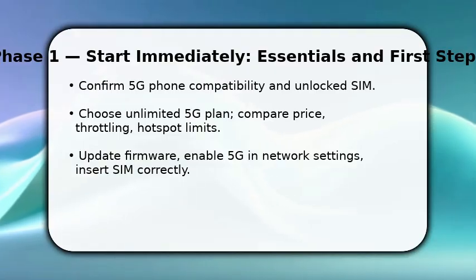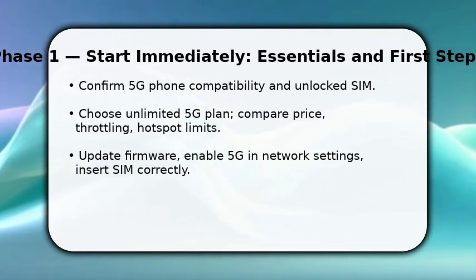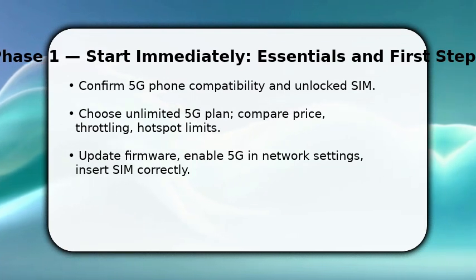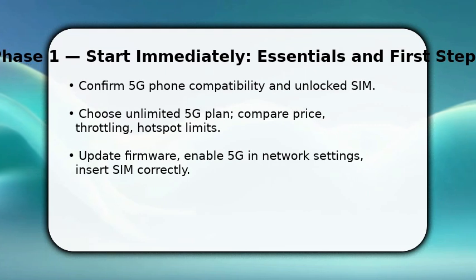You have the essentials ready: a 5G-capable phone, an unlocked SIM, and a chosen unlimited plan. First, power off, insert the SIM, then power on and install any carrier profile. Once done, update your phone's firmware and carrier settings. Make sure 5G is enabled in network mode.